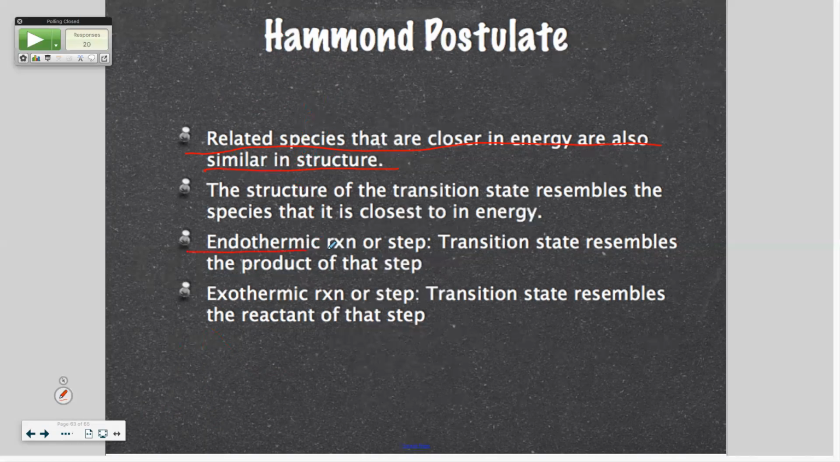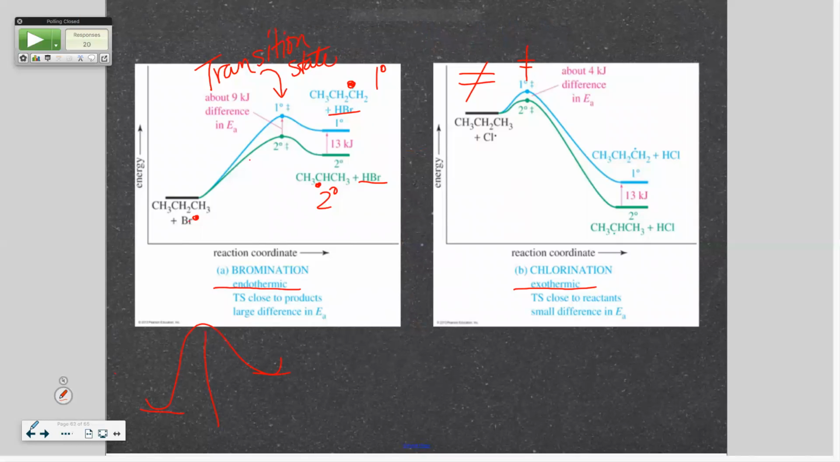If it's an endothermic step, the transition state resembles the product of that step. If it's an exothermic step, the transition state resembles the reactant of that step. If you look at that picture that we just had, notice that this is an endothermic step. The transition state more closely resembles the products of that step. This is an exothermic step. The transition state more closely resembles the starting materials. You see how that fits together.